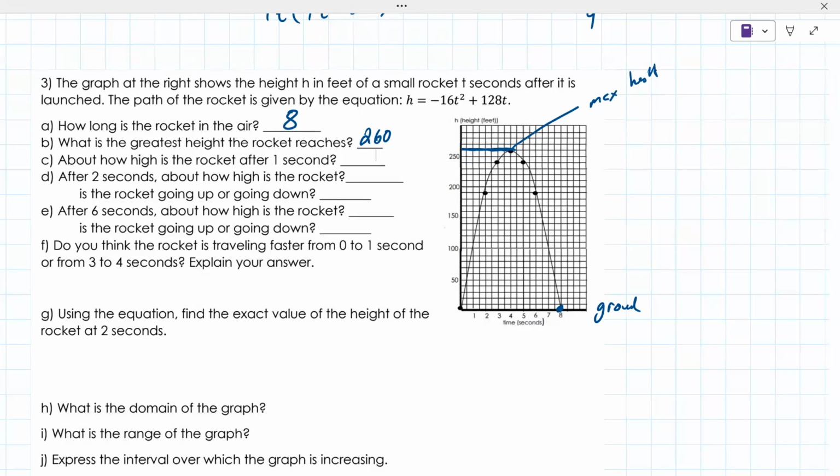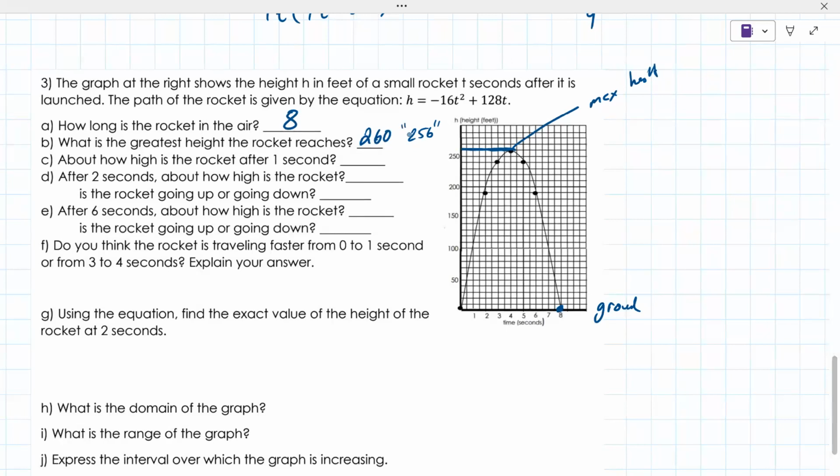Do you think your teacher wants exact here? I'm not sure, we haven't gone through this yet. It says to look at the graph, and down here it says to use the equation, but it doesn't say to use the equation here. The other one says find the exact value. The exact value is actually 256. So I'm not sure. I'll just put 256 here for you to think about later on.